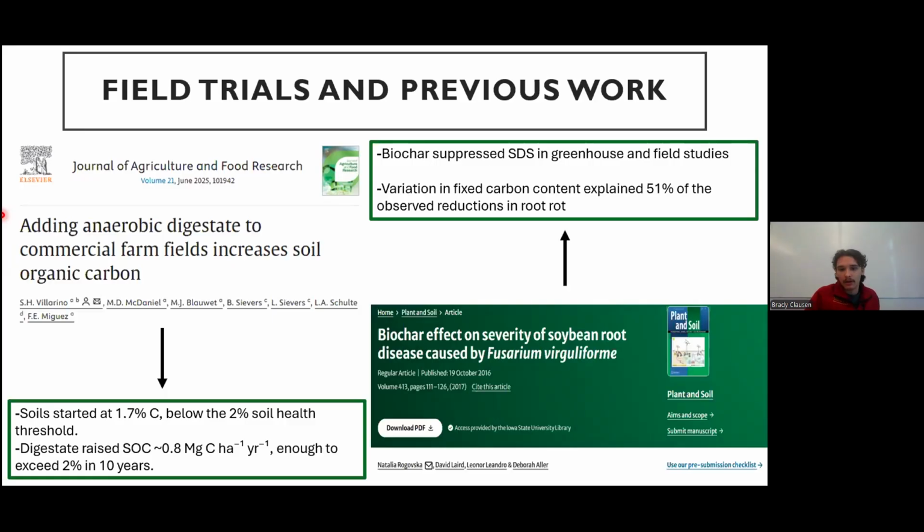Moving to our right here, a little more focus on biochar. This was a study done here at Iowa State, and it focused on biochar in greenhouse and field studies. They found that the effects differed by biochar type, but they found a really promising one that had a high fixed carbon content, meaning it's a more recalcitrant carbon. Ultimately, they found that biochar suppressed disease in both the greenhouse and field studies. So again, setting the stage that biochar has this potential to reduce disease.